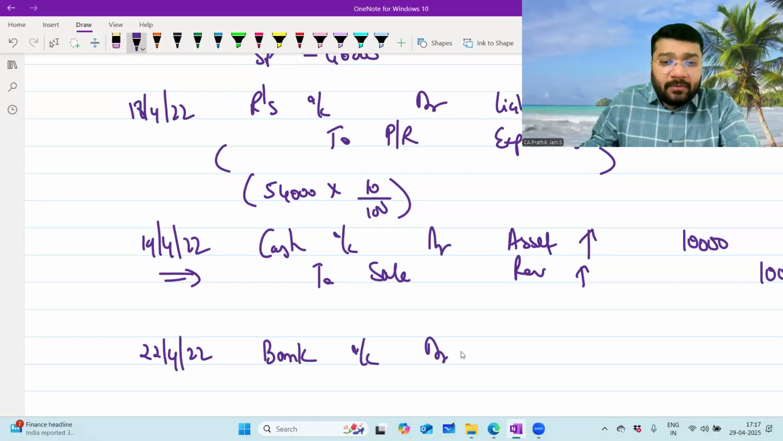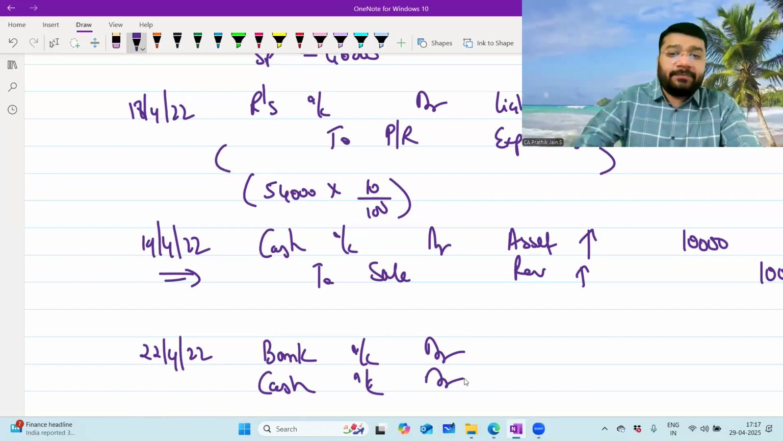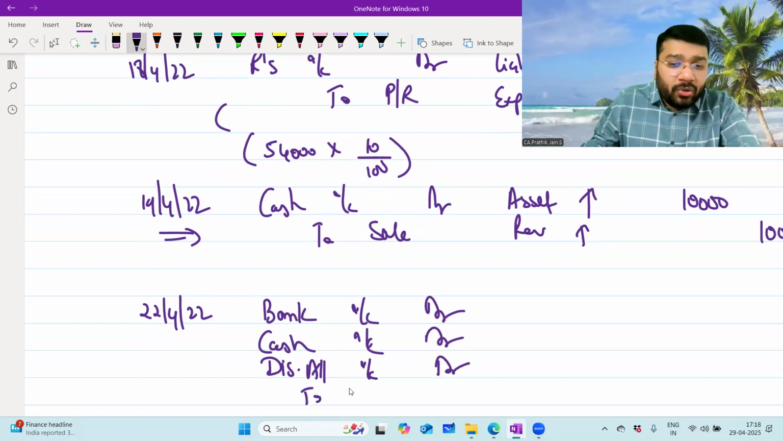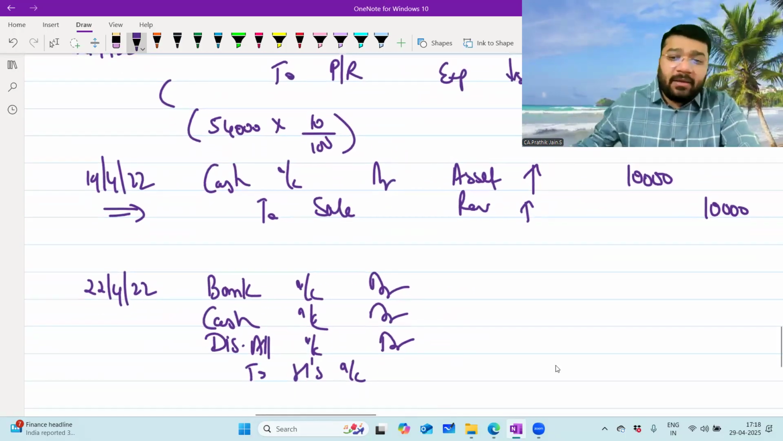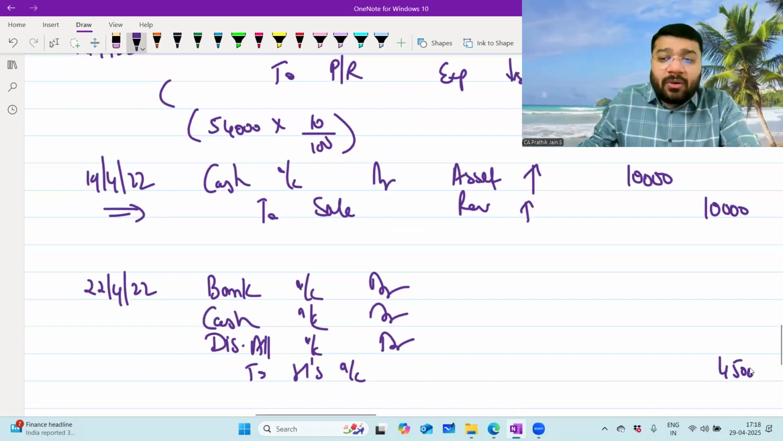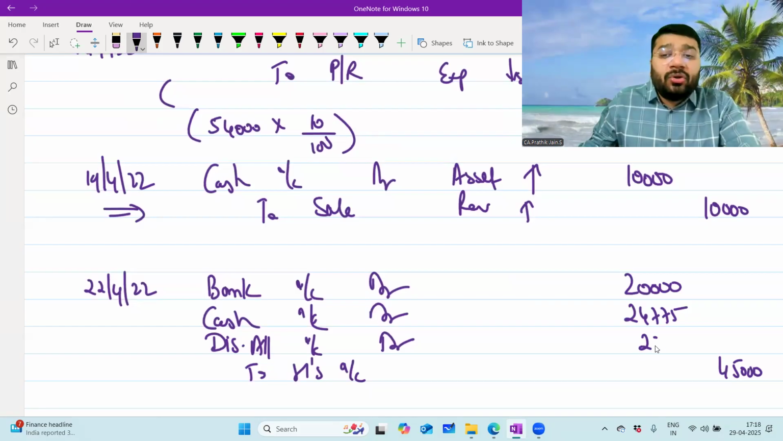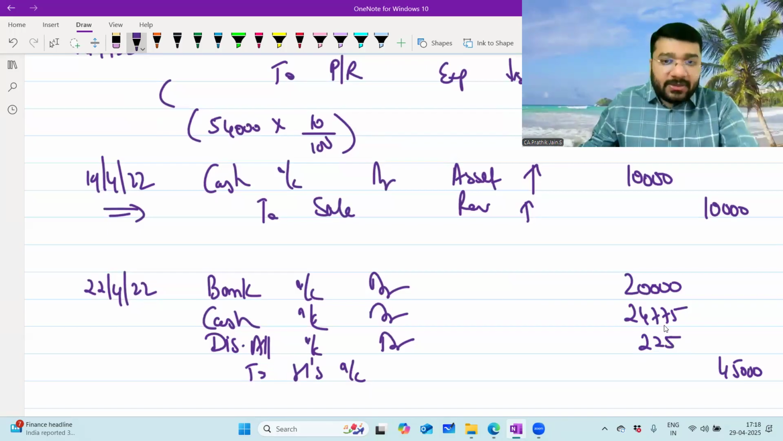Bank account debit. Cash account debit. Discount allowed account debit to H account. So I have to close H account by 45,000 rupees. How did you close? Out of this 45,000, 20,000 received in the form of check. 24,775 received in the form of cash. And balance? 225 not received. You will never receive. It's a permanent loss. Debit all expenses and losses.